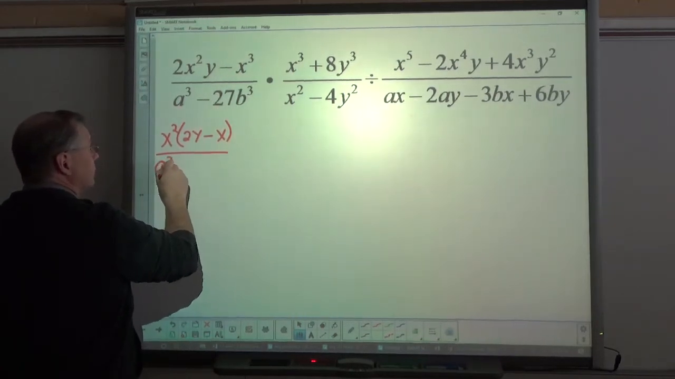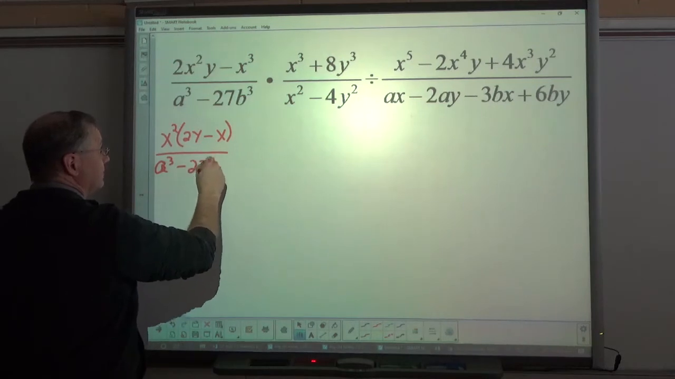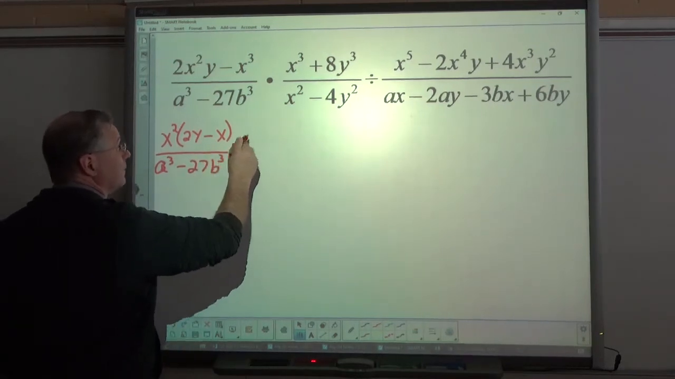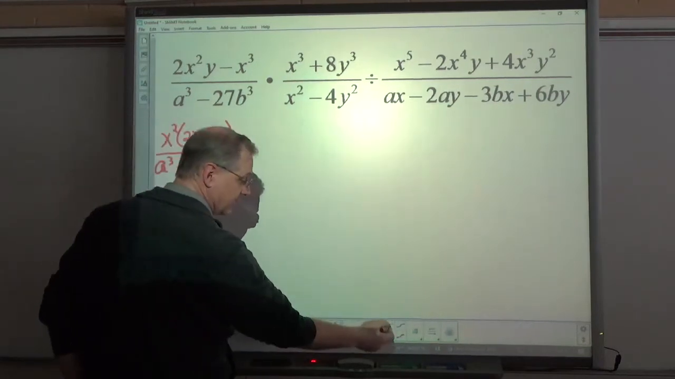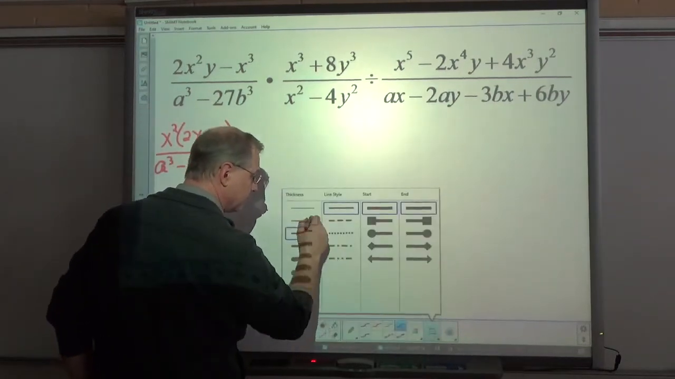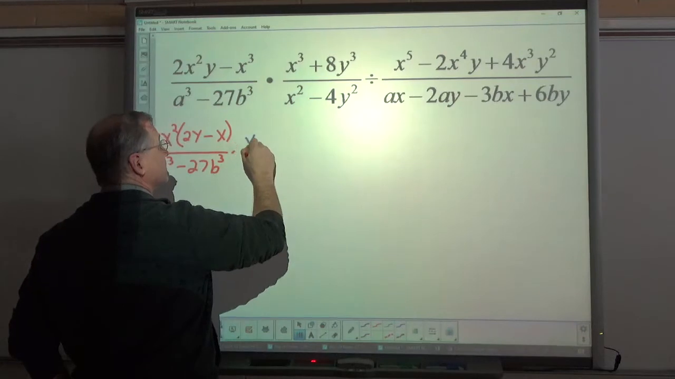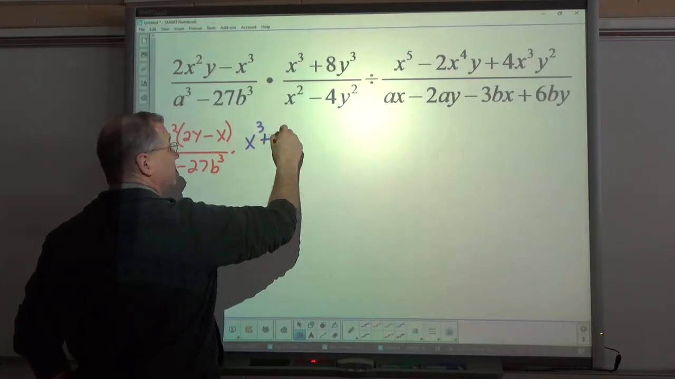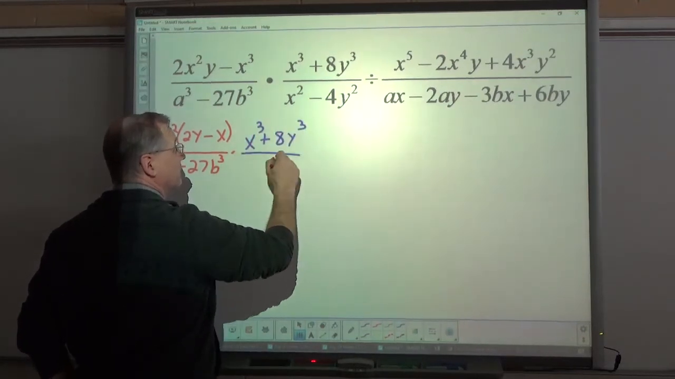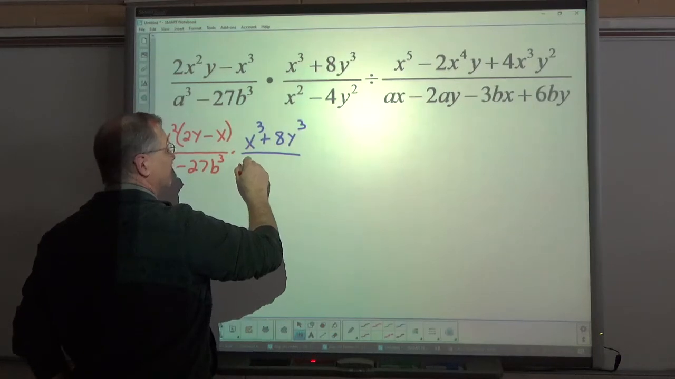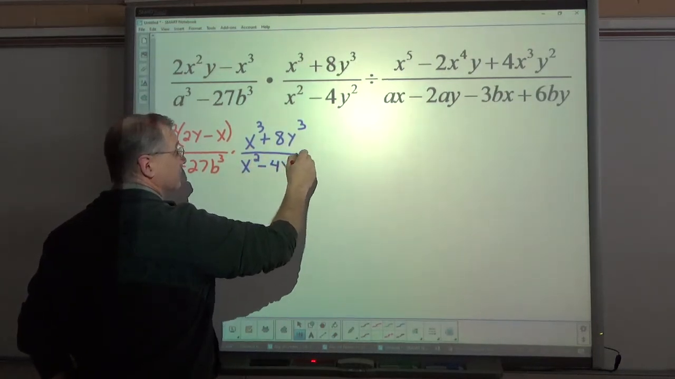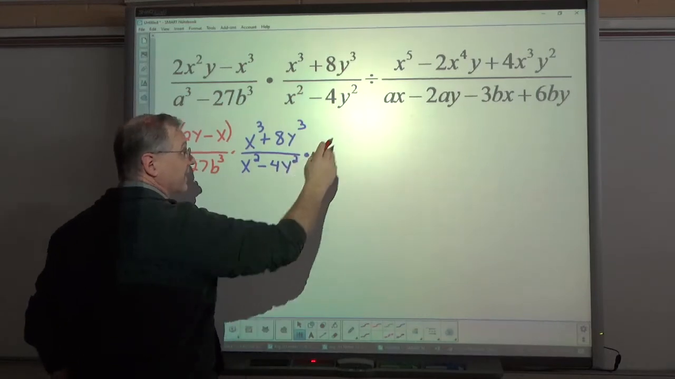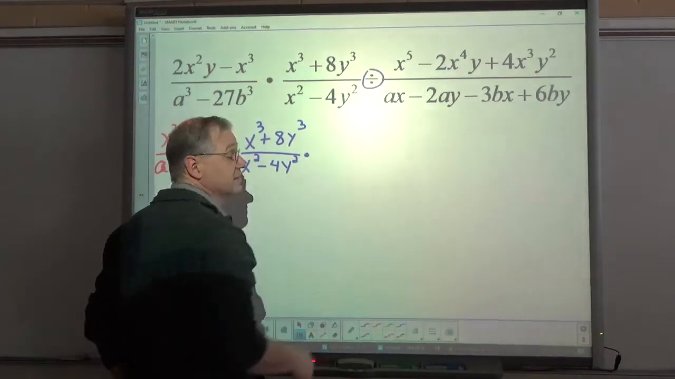a to the third minus 27b to the third. I can factor out nothing there. x to the third plus 8y to the third. I cannot factor out anything there. x squared minus 4y squared. Now remember, this time I'm going to flip this over because of division.